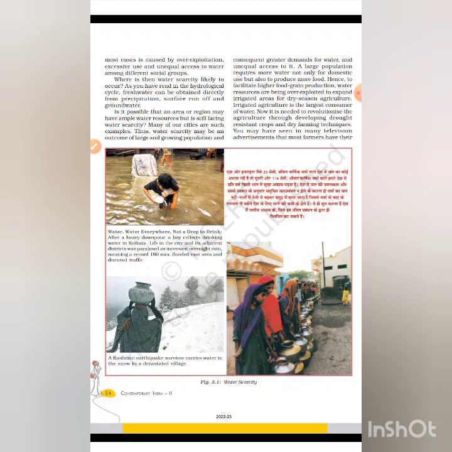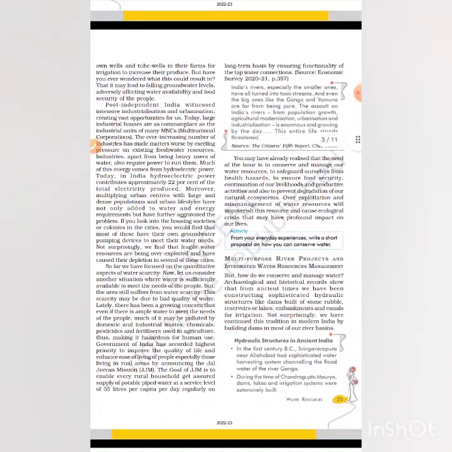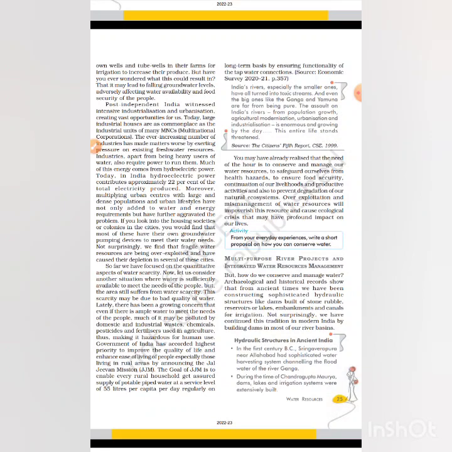You may have seen in many television advertisements that most farmers have their own wells and tube wells in their farms for irrigation to increase their produce. But have you ever wondered what this could result in? That it may lead to falling groundwater levels, adversely affecting water availability and food security of the people.